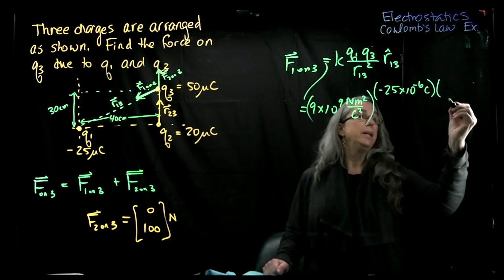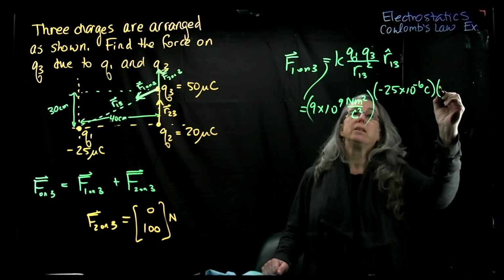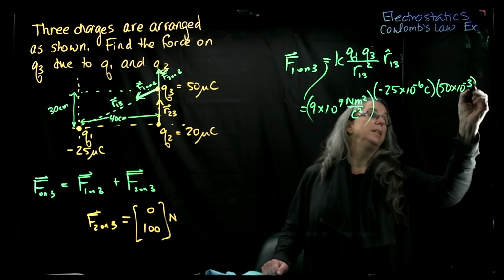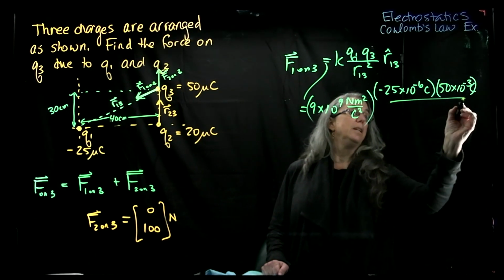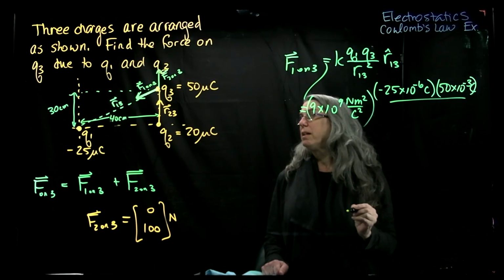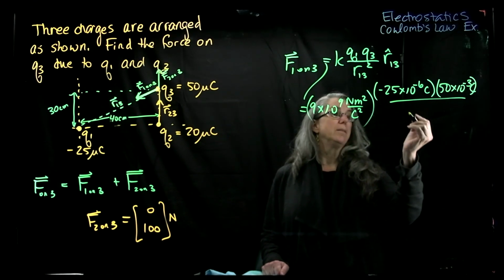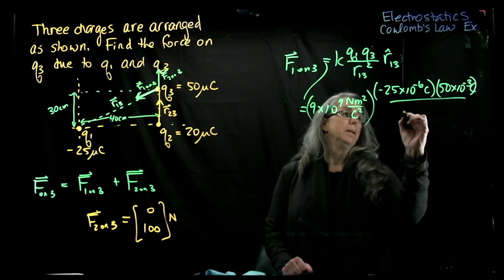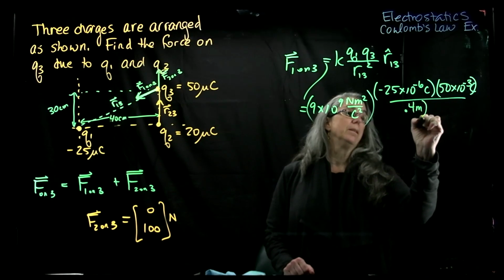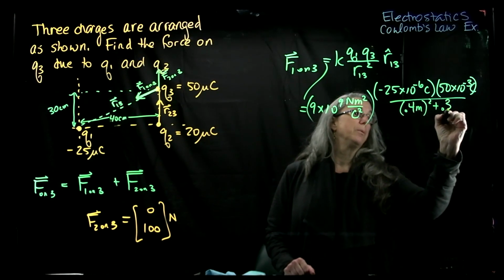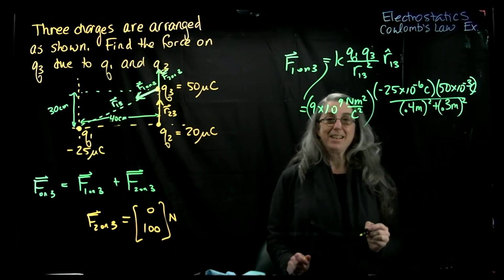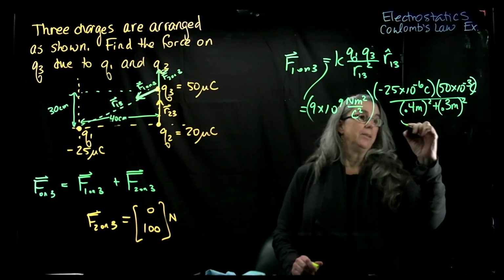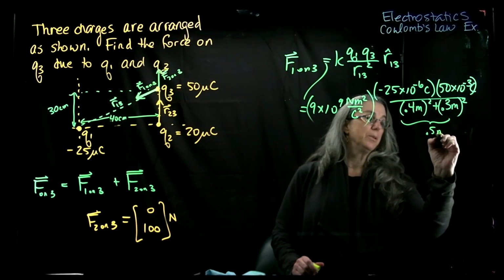I'm gonna run out of space. Q3 is 50 times 10 to the minus 3 coulombs, and then divided by the R13 squared. It's squared, which is really nice because I can use the Pythagorean theorem: it's going to be the 0.4 meters squared plus the 0.3 meters squared. It's a 3, 4, 5 triangle, I always like the 3, 4, 5s, so just that part is going to end up being 0.5 meters squared.